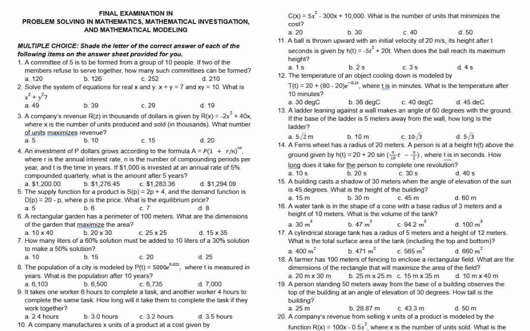Number 9: it takes one worker 6 hours to complete a task, and another worker 4 hours to complete the same task. How long will it take to complete the task if they work together? So the answer is letter A, 2.4 hours.